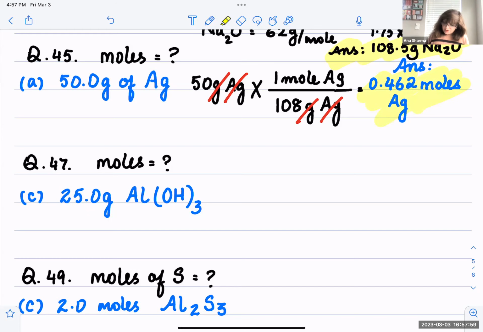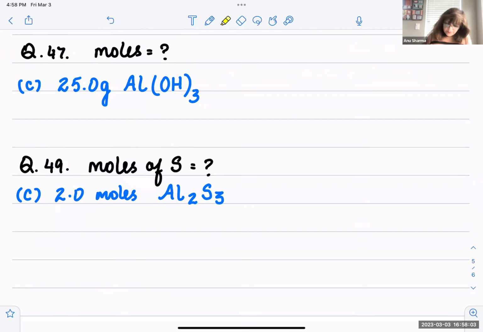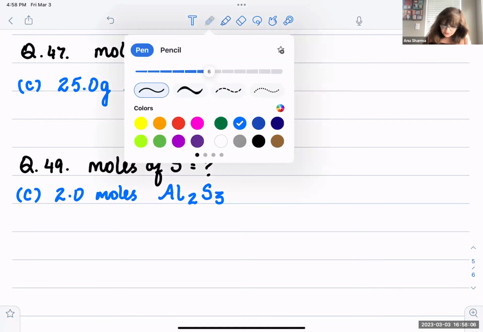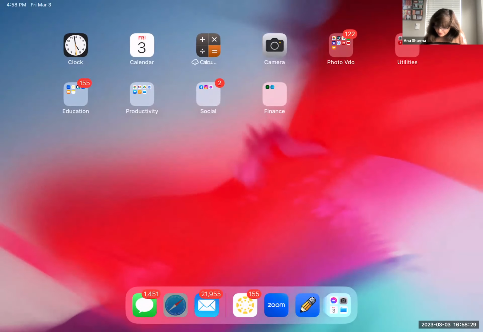Okay. Now, next question 47 is, how many moles are there in aluminum hydroxide? Now here, again, same thing, find the molar mass of aluminum hydroxide. So in this case, we have 1 aluminum. Remember, this 3 applies to oxygen, this 3 applies to hydrogen. So 1 aluminum, 3 oxygens, 3 hydrogens. Let's see. Hydrogen is 1, oxygen is 16, aluminum is 27, but double check.